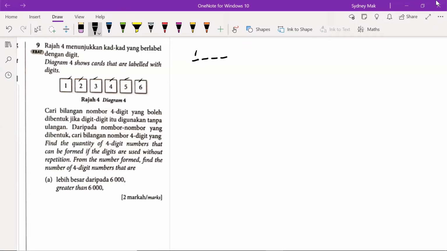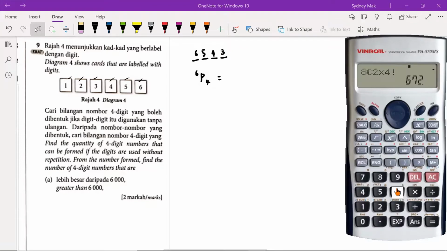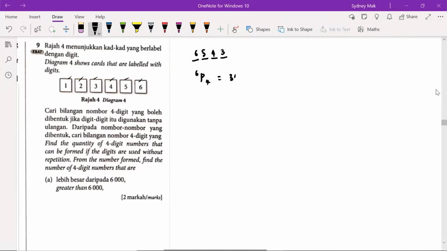All right, so we have 6, 5, 4, 3, or we can write 6. We just need to permute any of the 4. So let's find out what is the answer. 6P4, that is 360. Okay, and next we answer the question. Out of these 360 numbers, how many of them are greater than 6,000?